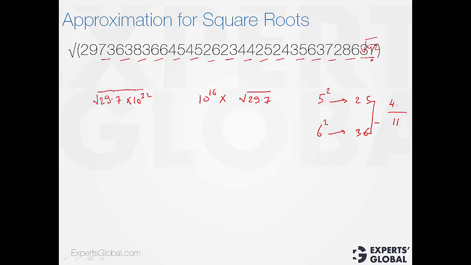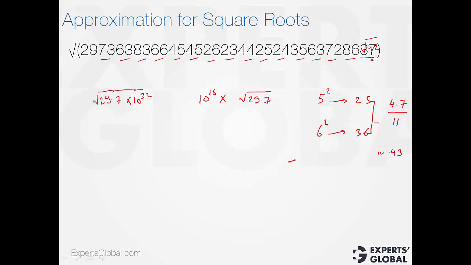4.7 is the distance that we need to travel, and 11, if we traveled all 11 units, the value would have been 6. So 4.7 upon 11 is approximately 0.43 something. So my answer is going to be 5.43. The answer to this technique always comes out to be a bit less. So practically the answer would be just a bit higher than this, something like 5.4445. Trust me, this is good enough.